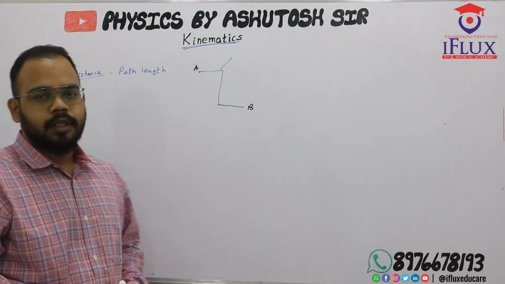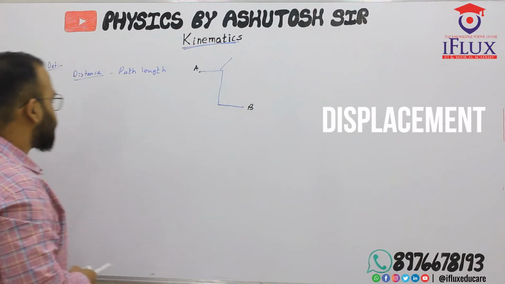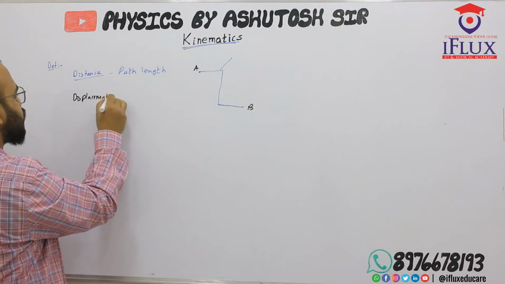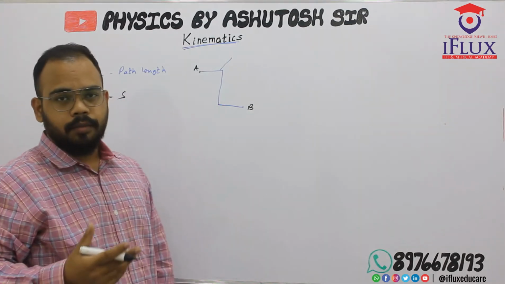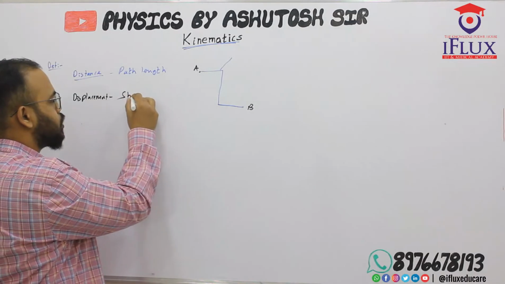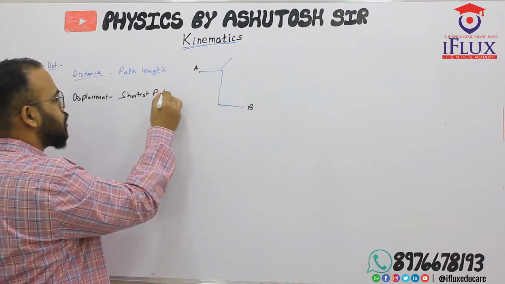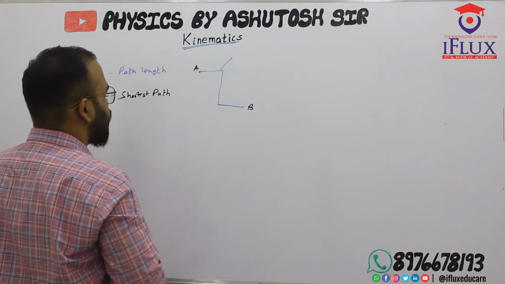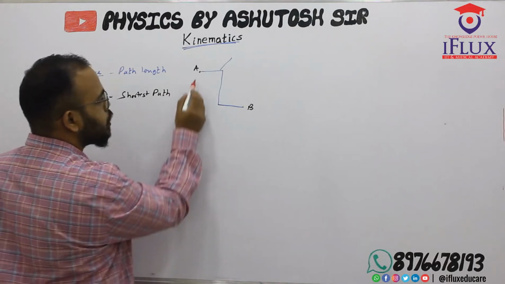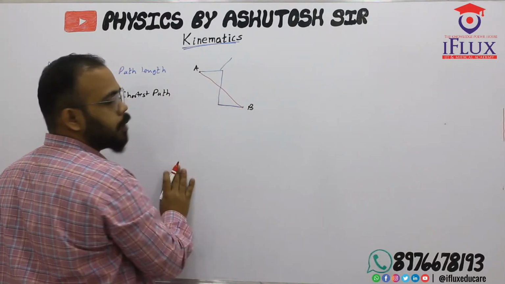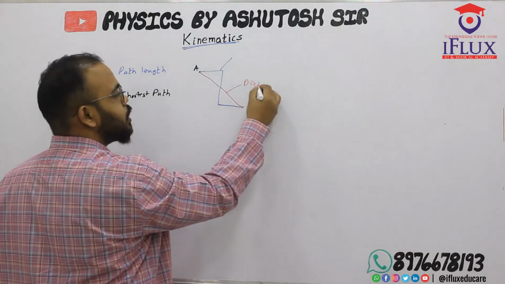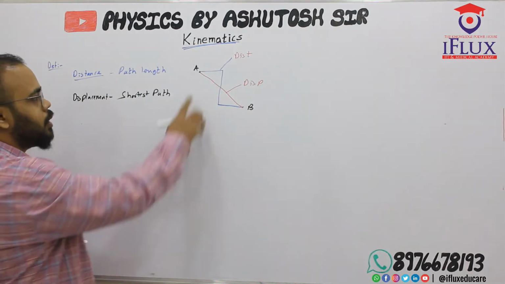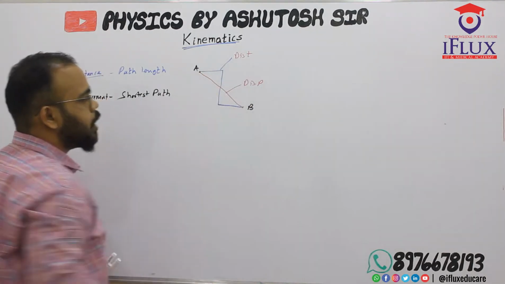Second definition is displacement. Now what is displacement? Displacement is the shortest path between 2 points. So in this case, from point A to point B, this will be my shortest path. So this is my displacement and this is my distance. From point A to B, this blue line is my distance, and this will be my displacement.